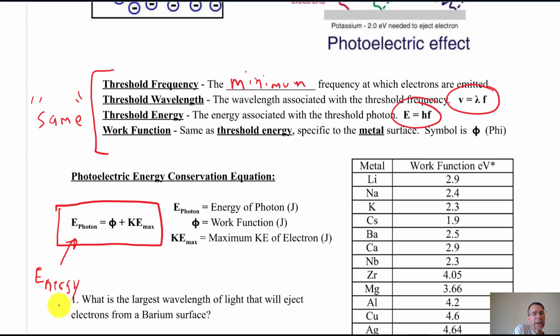Energy of a photon striking a metal surface. This is indicative or unique to each particular metal surface. I have a table here over on the right which tells you what the values are for different metals. But that's energy.